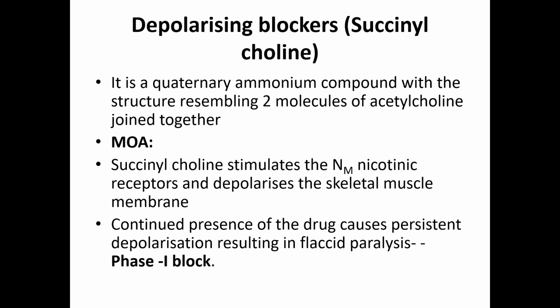So succinylcholine is metabolized by pseudocholinesterase. Because of the persistent presence of succinylcholine at the neuromuscular junctions at the nicotinic receptors, continuous persistent depolarization will lead to flaccid paralysis. So this is the phase 1 blockade.